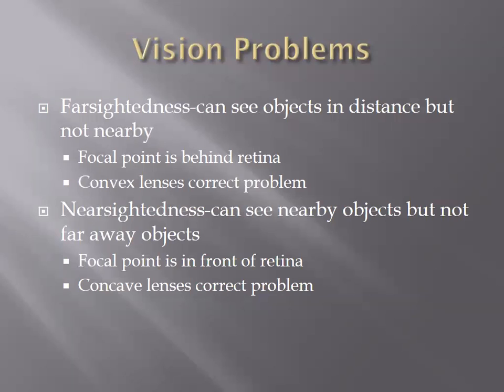Now, what's the official term for farsightedness? Hyperopia. Nearsightedness: you can see objects nearby but not far away. Is anybody here nearsighted? You can read, but you can't see things far away.